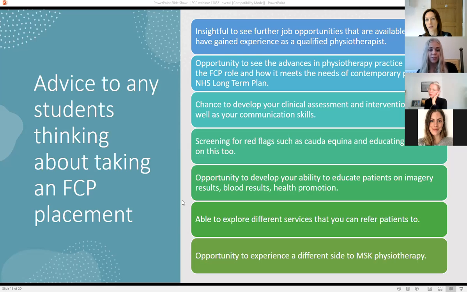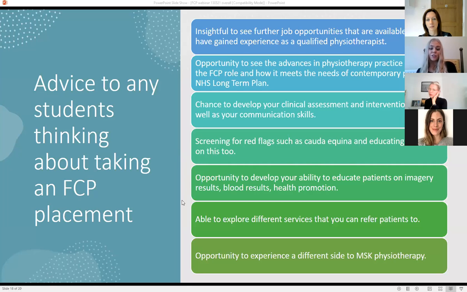So that was really important, and that's really something that you would get the opportunity to do on an FCP placement. It also gives you the ability to explore different services that you can refer patients onto. As I've mentioned, it gave me the opportunity to really learn about the best places to be referring patients onto to give them the best quality care, and really learning that from being a student will help me in the future as I go into my professional career. So I think that's really important as well, to have that knowledge of other services so that you're able to offer and make this accessible for patients.